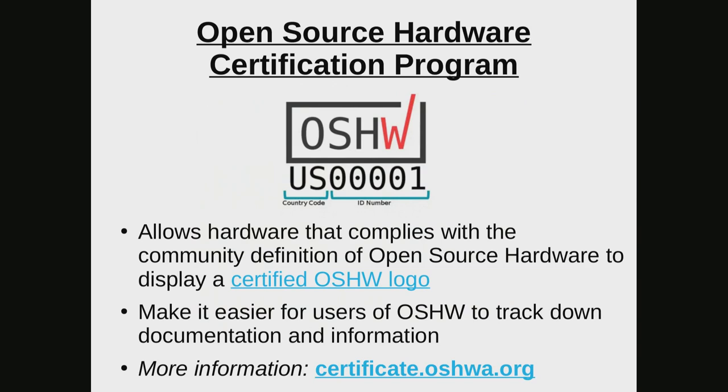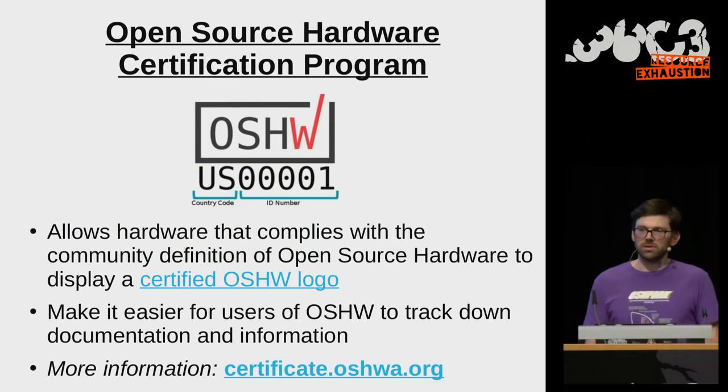One of the other things we do at the Open Source Hardware Association is we have a certification program. This is a self-certification program. You go to certificate.oshwa.org and you fill out the name of your project, the license you're using, a link to your design files, a link to your documentation, and then you get this logo that you can use.